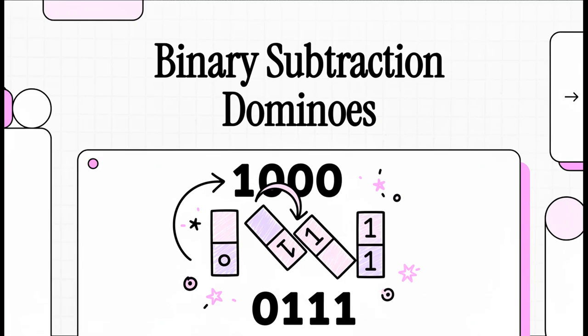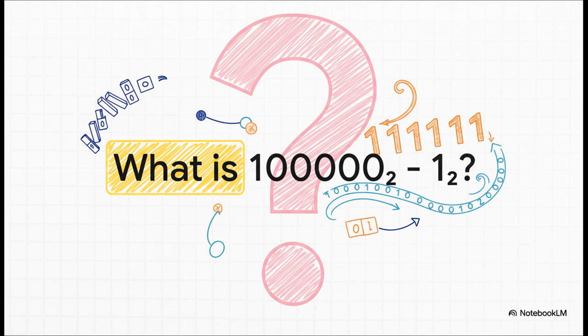Hey everyone, and welcome. We're about to tackle a math problem that seems super simple on the surface, but it actually hides this really cool secret about how computers think. It's kind of like a chain reaction, a set of falling dominoes hiding in plain sight. All right, so here's our mystery problem: 100,000 minus 1, and it's all in binary.